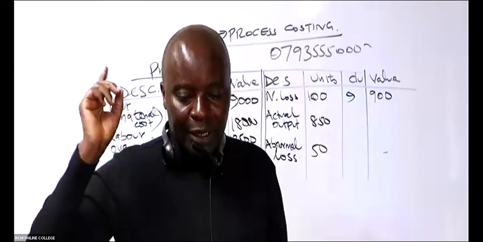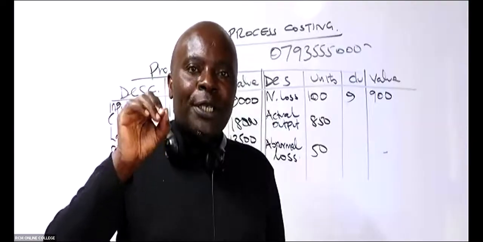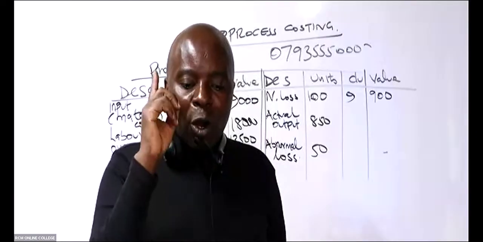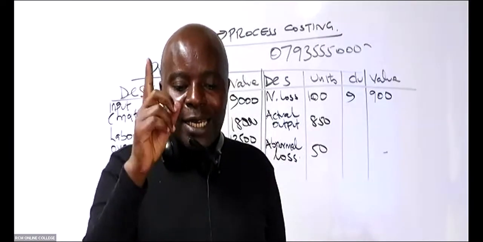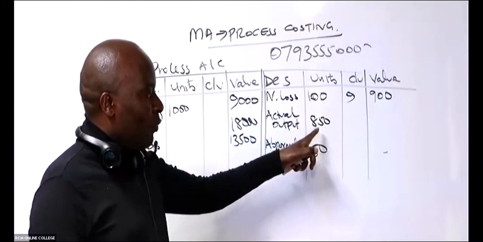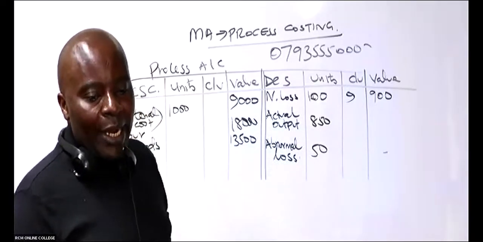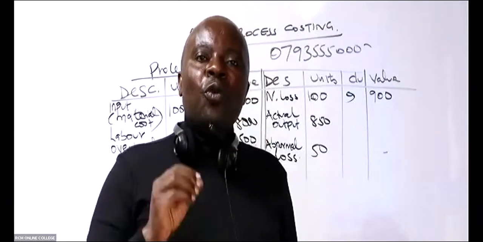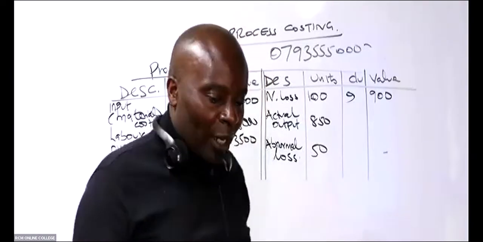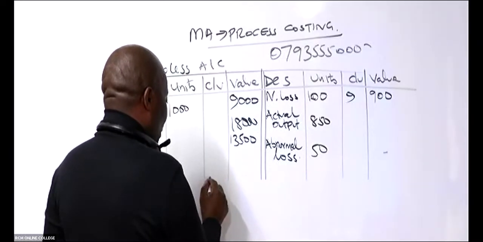Abnormal loss, just like abnormal gain, shall always be valued at the same amount we value our good units. They carry the same cost as the actual output. So for the abnormal loss and the actual output valuation, you must use a process cost per unit formula. Ladies and gentlemen, are you able to remember the formula for process cost per unit?